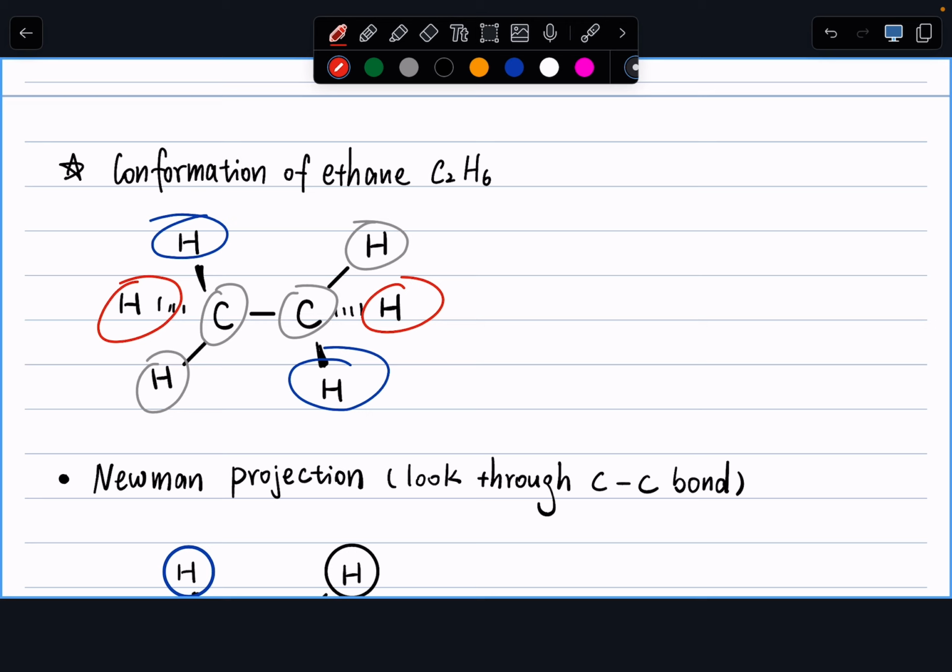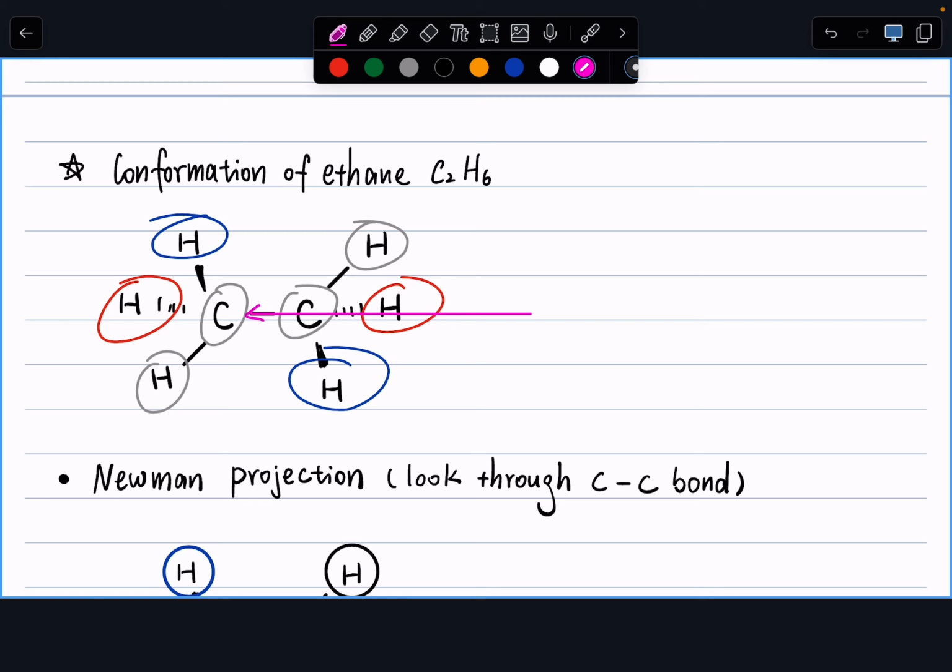So far, so good? This is a little hard to picture without the molecular kit, and it's hard to judge how far away my atoms are. So that's why we want to introduce a different kind of drawing called the Newman projection. The Newman projection is looking through this chemical bond, this carbon-carbon bond here. So I'm going to change the viewpoint to here, looking through the carbon-carbon bond.